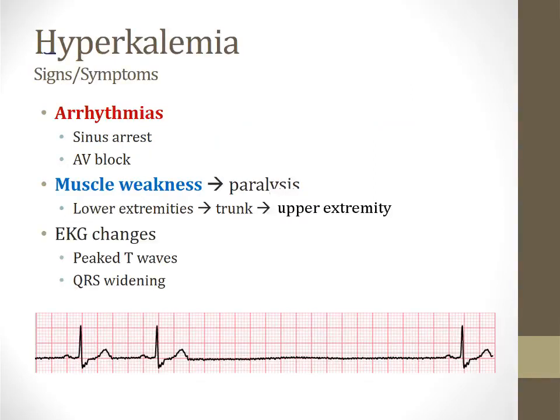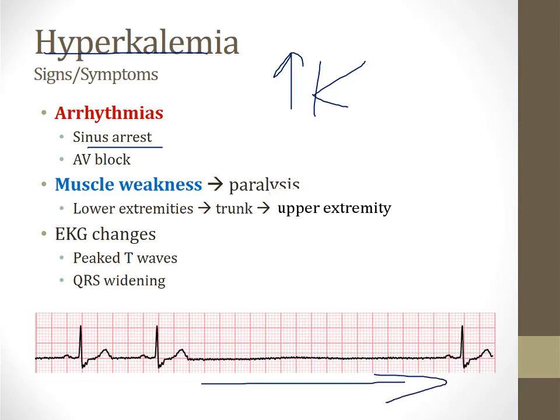We'll talk about hyperkalemia first. This refers to a rise in the serum potassium level. When the serum potassium level gets high, you can see a number of arrhythmias. In particular, there's often arrest of the sinus node. That's what's shown in this tracing at the bottom of the screen. You can see there are just no P waves for a long period of time. That's because the sinus node has shut down in the setting of hyperkalemia. You can also see various forms of AV block.